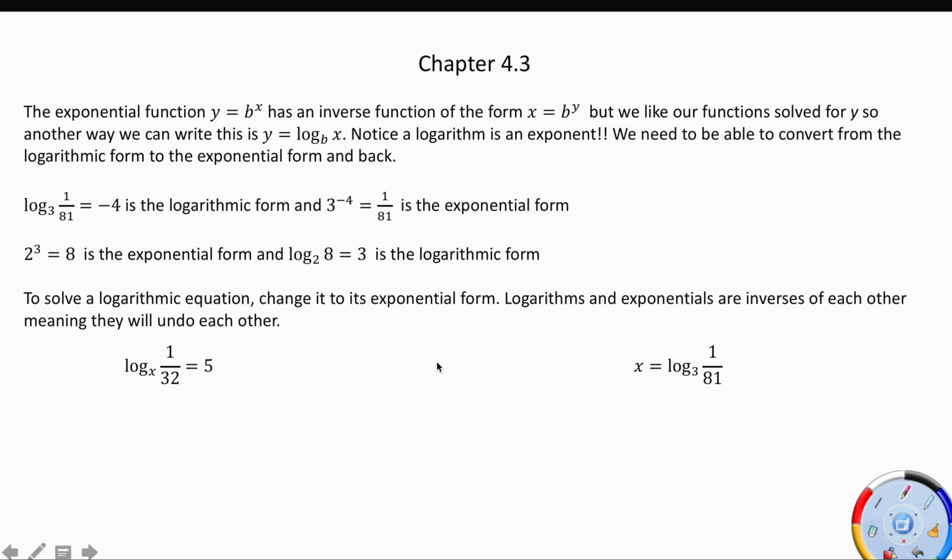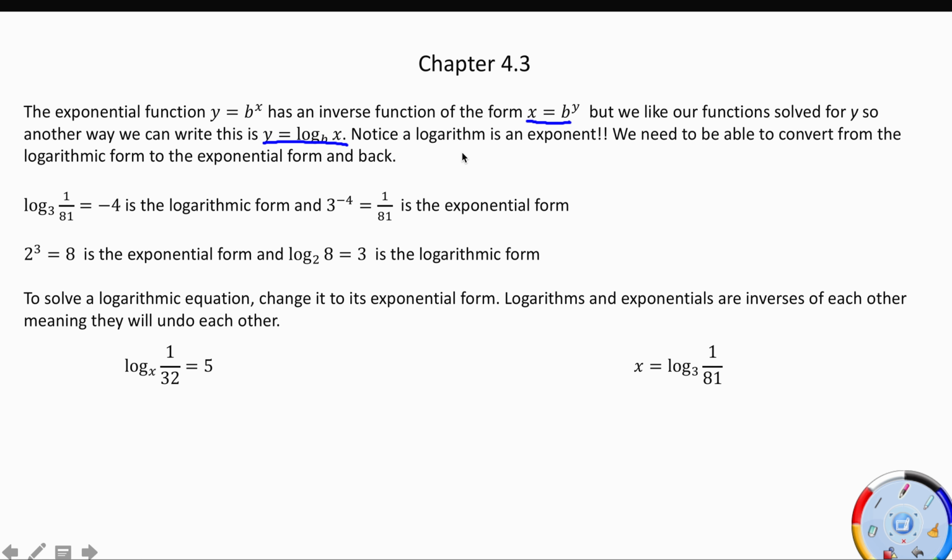Chapter 4.3, Logarithmic Functions. Remember, to find the inverse of a one-to-one function, you simply trade places with x and y. So the exponential function of this form, y equals b to the x, has an inverse function of this form, x equals b to the y. But we like our function solved for y. So another way we can write this is like this. y is log with base b of x.